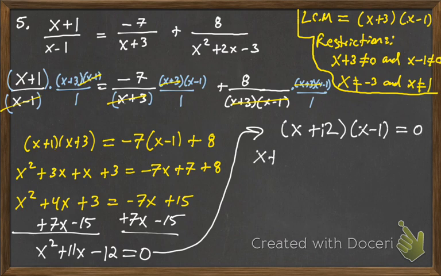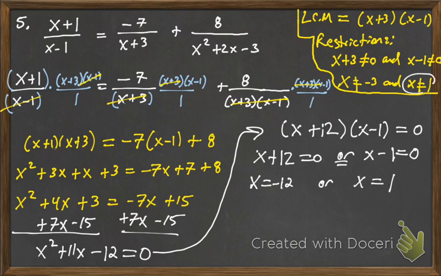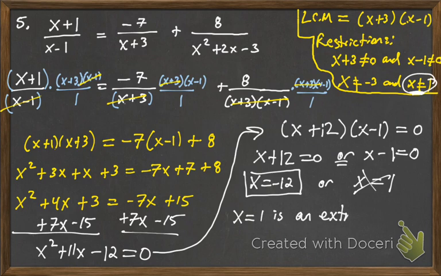Setting each factor equal to 0 using the zero product property, we have x plus 12 equals 0, or x minus 1 is equal to 0. Subtract 12 from both sides, x is equal to negative 12, or add 1, x is equal to 1. And you notice that we got an answer of x equals 1. That was one of our restrictions, and so we got to throw that one out. And I'll say that x equals 1 is an extraneous solution, which means it's an answer that does not work. So for me, if you just write down x equals 1 and you cross it out like I did there, that's perfect.